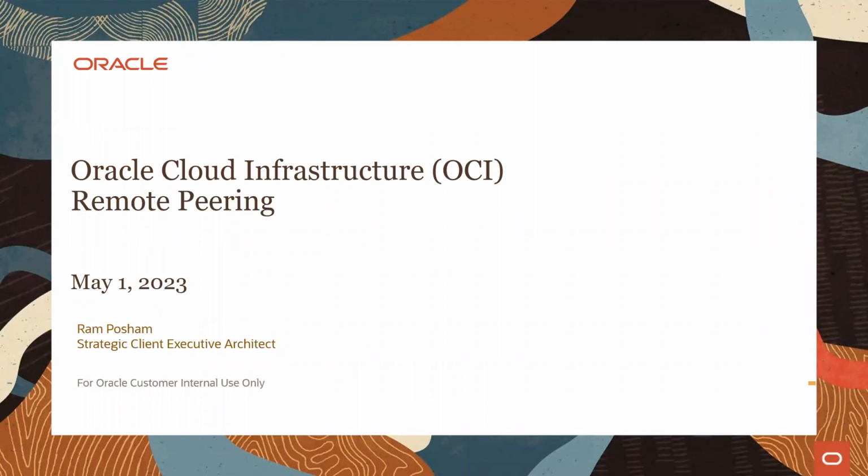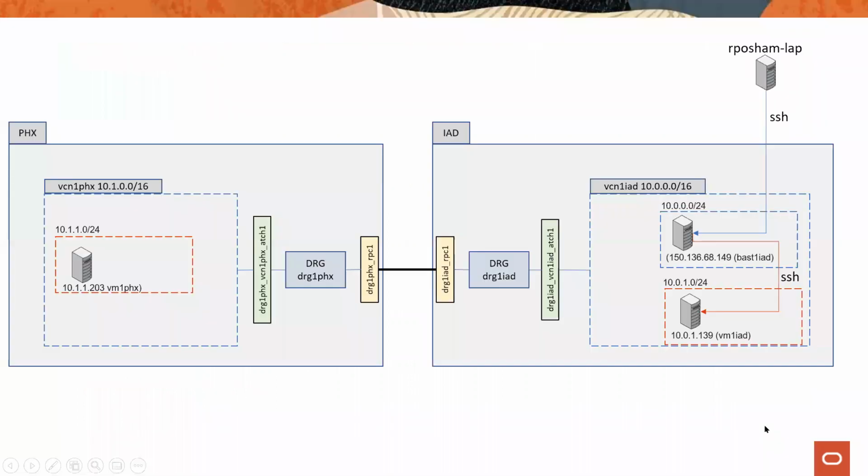Today I just want to show you a quick way of peering two regions. So let me get into the presentation. I've got two regions: one is the Virginia region, and the other one is the Phoenix region.